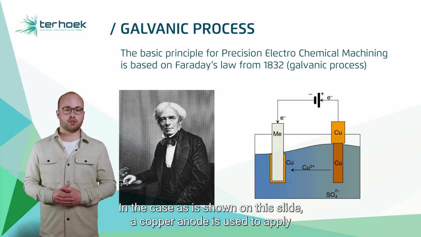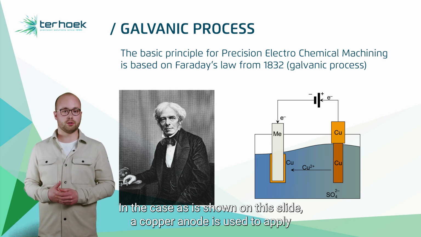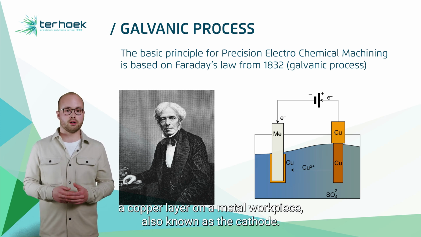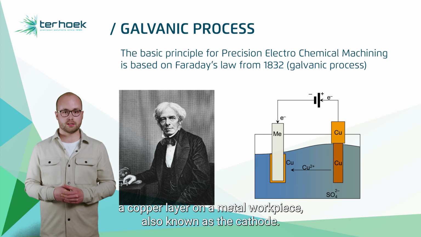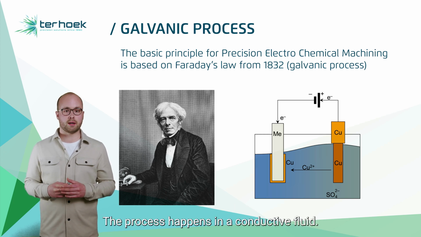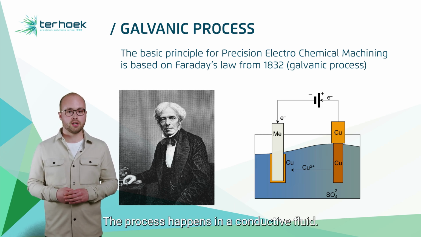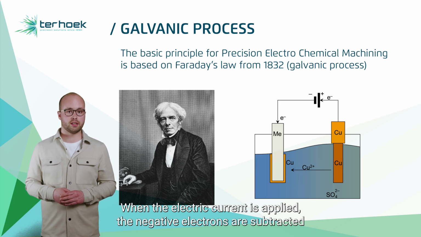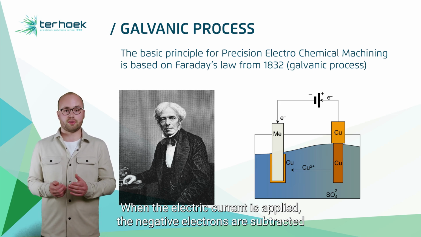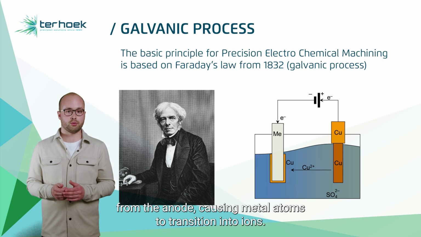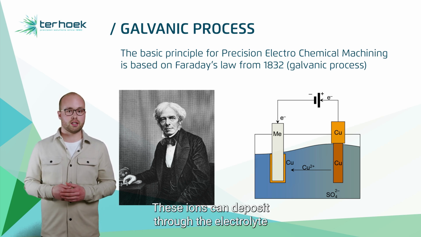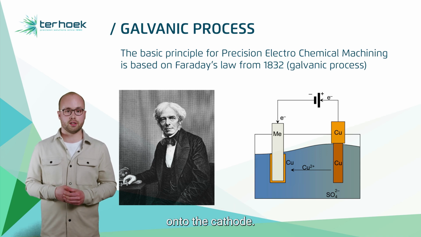In the case as is shown on this slide, a copper anode is used to apply a copper layer on a metal workpiece, also known as the cathode. The process happens in a conductive fluid. When the electric current is applied, the negative electrons are subtracted from the anode, causing metal atoms to transition into ions. These ions can deposit through the electrolyte onto the cathode.